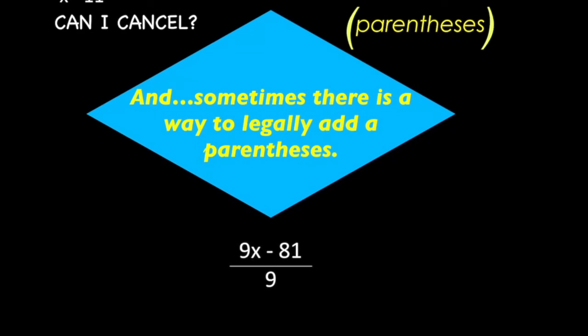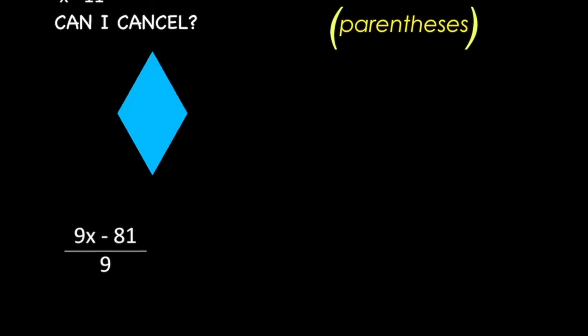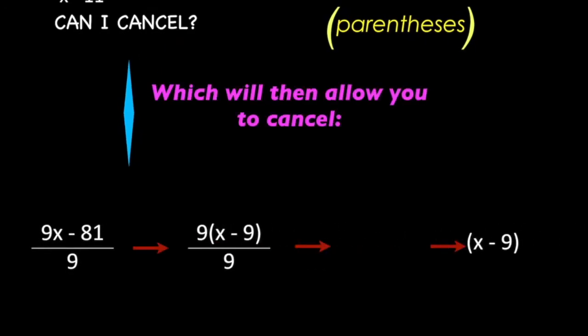With parentheses, sometimes if they're not present initially, you can legally add parentheses, and in doing so, create a situation when you are allowed to cancel. This expression on the lower left has a negative sign. That makes 9x and 81 terms. That means we are not allowed to cancel the 9s as is.